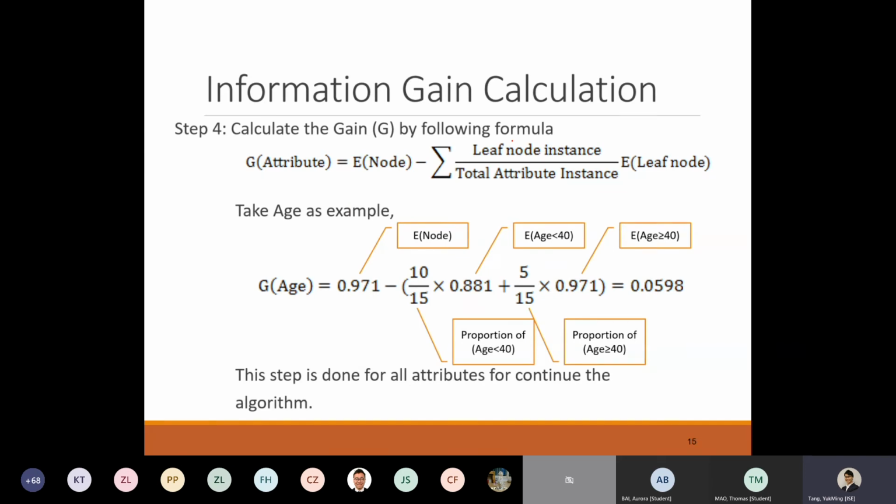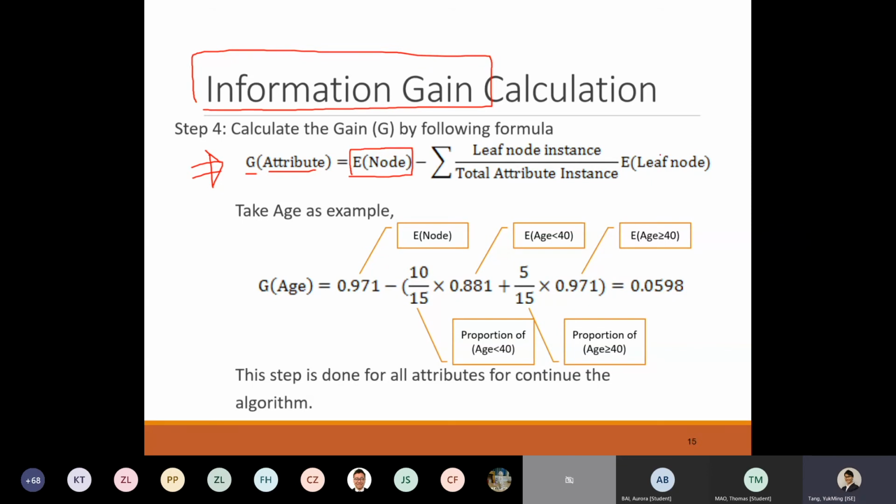So what is the use of this entropy? It is to calculate the information gain. This one is very important. In order to calculate the information gain, we need to apply this equation. The information gain for an attribute is equal to the entropy for the whole group, minus the summation of the leaf groups.